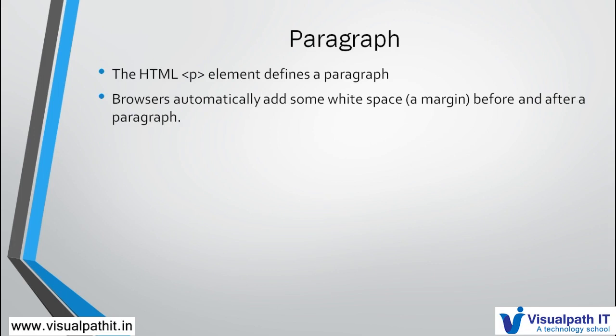Moving next, we learn the paragraph tag. In HTML, we use the paragraph tag by writing p in brackets. If you see a p tag anywhere, it is known as a paragraph tag. If you write any paragraph into the document, then use the p tag. Browsers automatically add some white space, a margin, before and after a paragraph. So the p tag has its own properties that automatically add white space or margins before and after the paragraph.